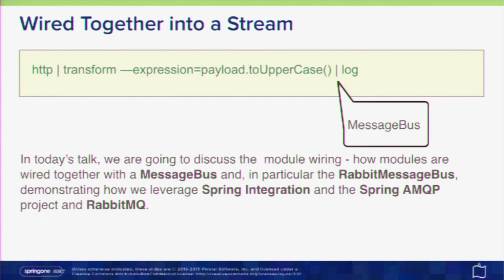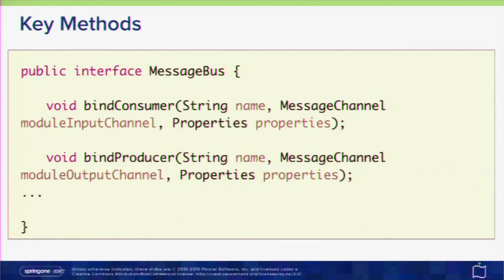What I want to try and describe is how we're using RabbitMQ internally, how we provision RabbitMQ, how we deal with dead letter queues and provisioning of those, and all the other components within here. So that's really what we're going to be talking about: that wiring together of these components into a stream. So for a message bus, we're going to really look at two methods. We have consumers and producers.